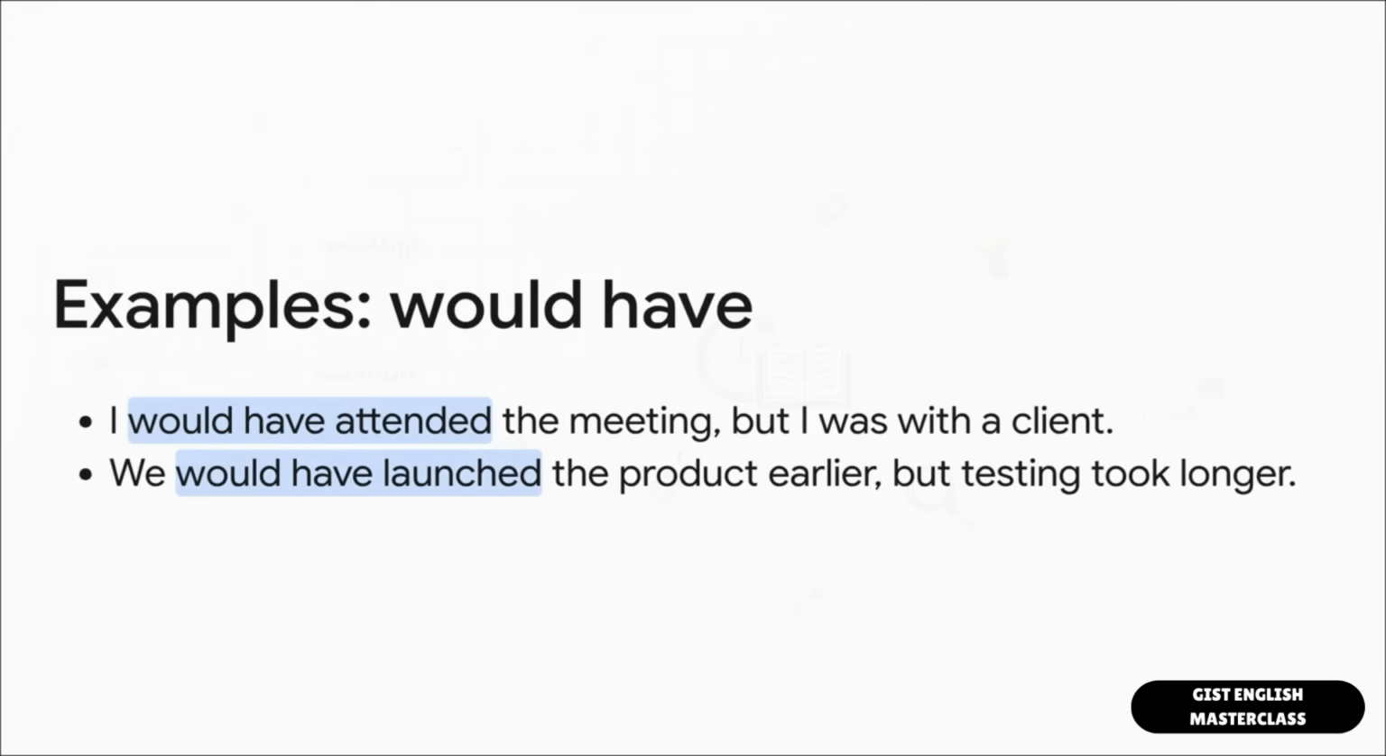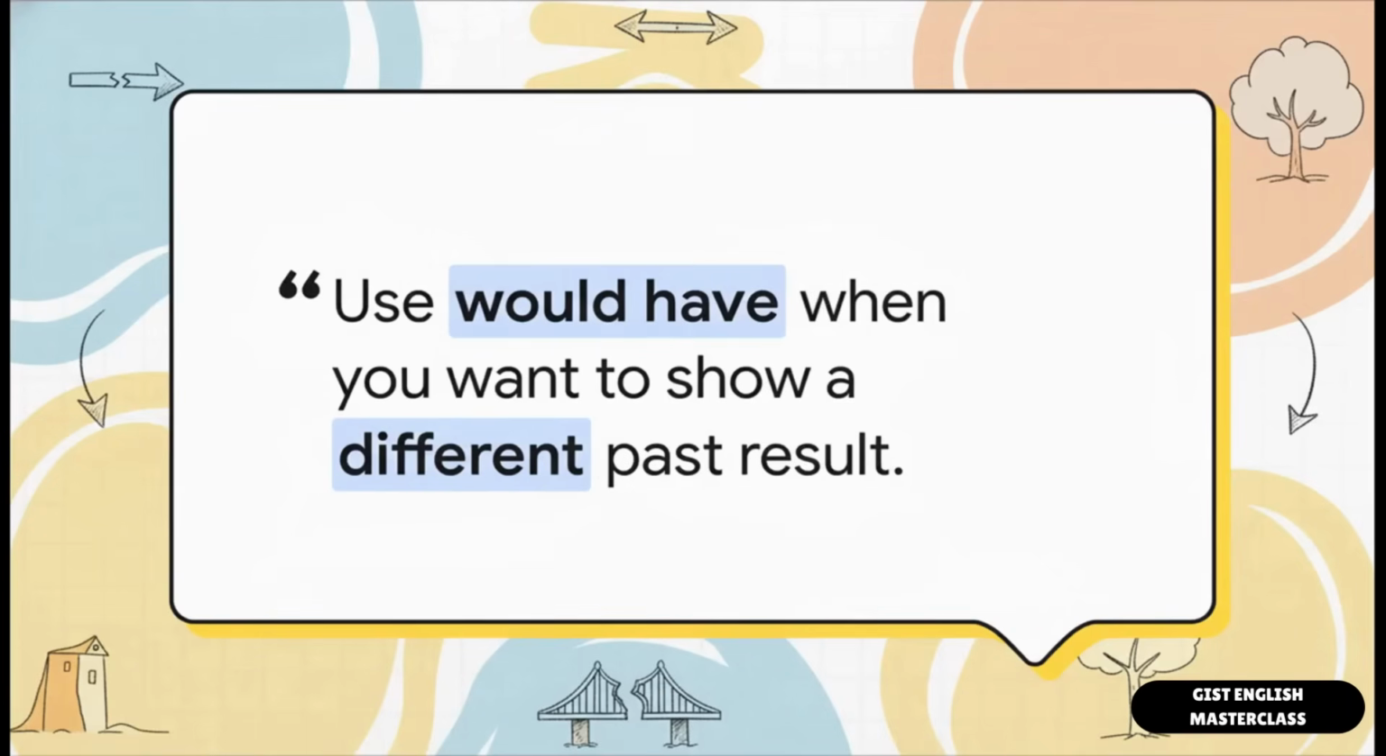You see, this sentence tells us two things right away. One, I didn't go to the meeting, and two, the reason why. The imagined result was me attending, but reality got in the way. And did you notice that "I would have, but" pattern? It's a really common one, a classic. So the main thing to remember is this. Use would have when you want to show a different past result, one that's just in your imagination. It's basically the language of what if.